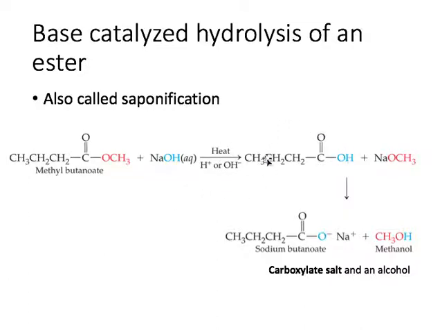The resulting carboxylic acid is the same thing. And we're also going to end up with an alcohol, but the way that we get there is a little bit different. Because we're in basic conditions, our carboxylic acid is going to donate the H to the base. It's going to lose the H, and it's going to become a carboxylate ion. And then the cation from the base will combine with that carboxylate ion to make a carboxylate salt and the alcohol. So let's look at an example of this.